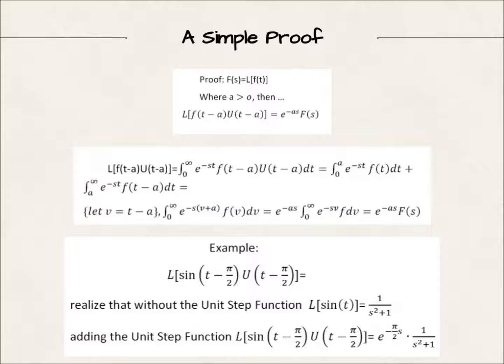Let's now also do an example. For example, what if we had the Laplace transform of sine of t minus pi over 2, which is a right phase shift, times the unit step function t minus pi over 2. It is basically the normal Laplace transform of sine of t, and e power negative pi over 2 s is added on top of this as a product, as is shown in front of you guys.